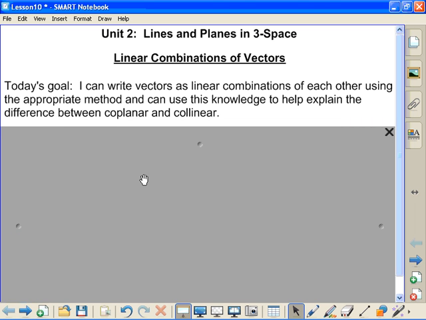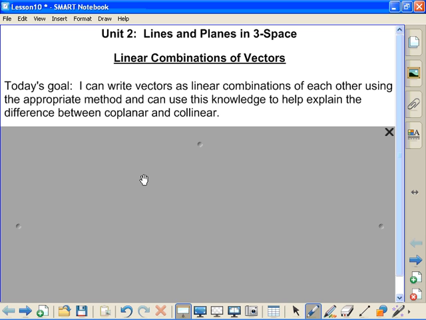Hello and welcome to Unit 2, Lines and Planes in 3-Space. So we're going to take all the skills we learned in the first unit, and now we're going to see how they can be applied. So today's topic, linear combinations of vectors. And what's the goal? You can write vectors as linear combinations of each other using appropriate methods. And you can use this knowledge to explain the difference between coplanar and collinear.